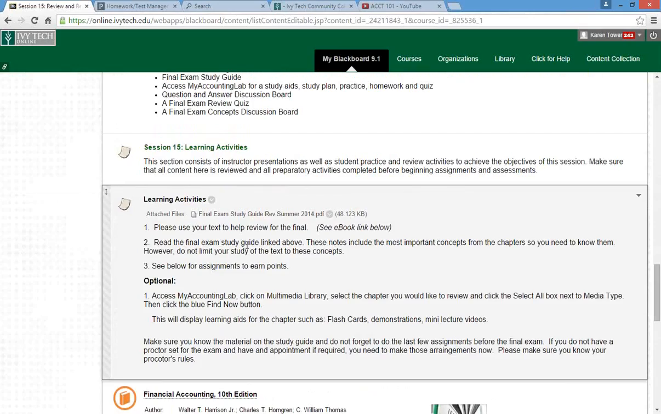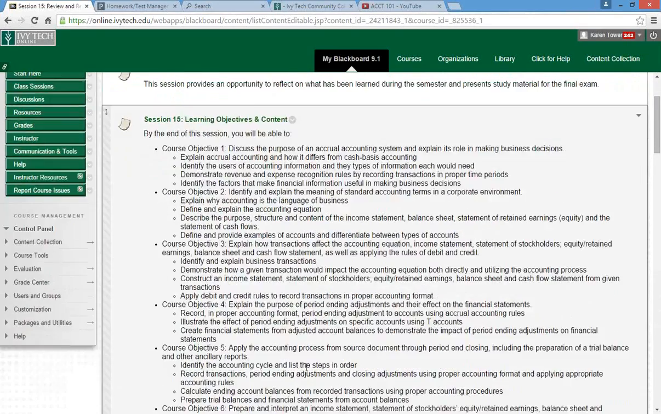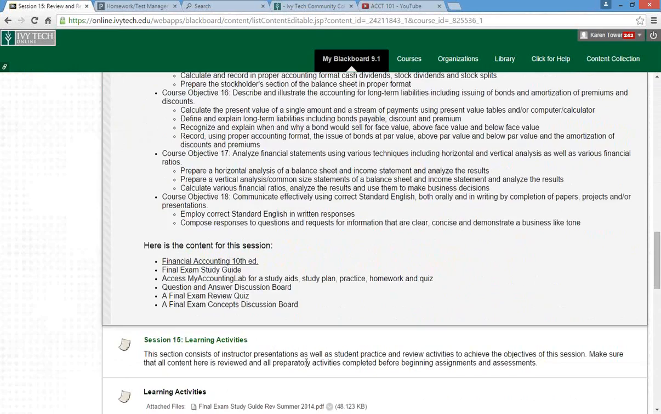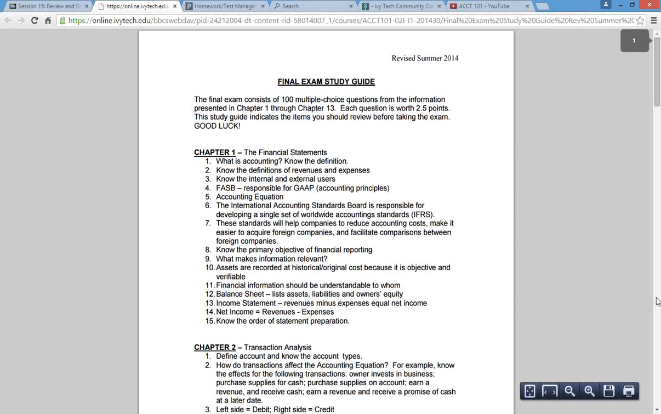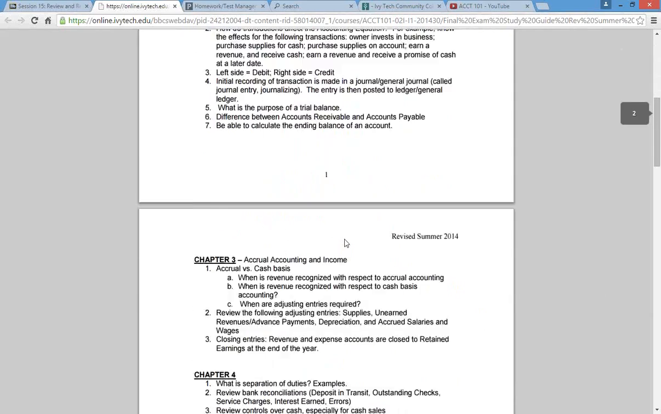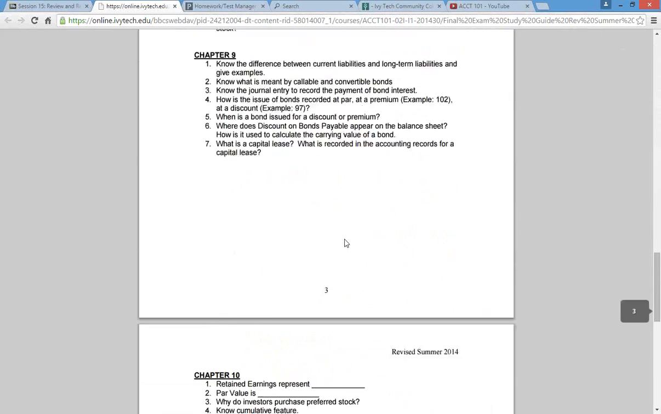So if you go to session 15, class session 15, and you scroll down, you will find the final exam study guide. This is very detailed. So if you open the study guide, it tells you what you need to know from Chapter 1, what you need to know from Chapter 2, what you need to know from Chapter 3, etc., right down through. Okay?